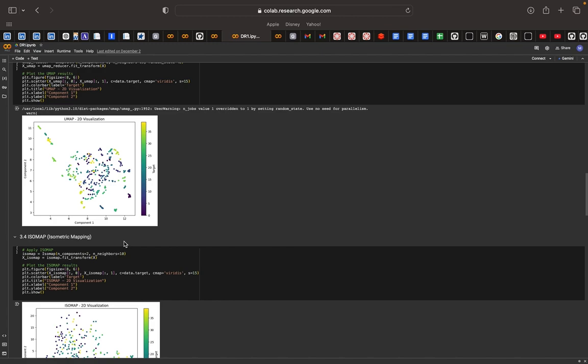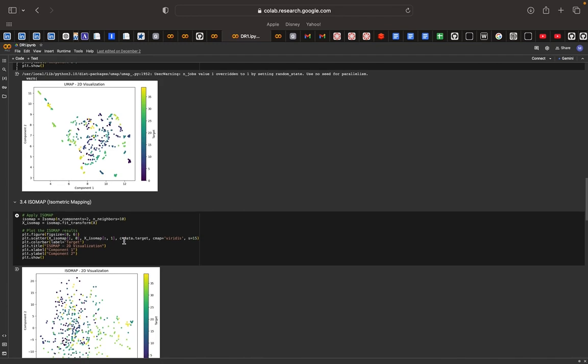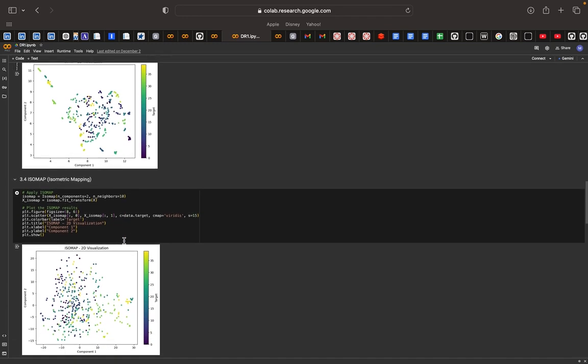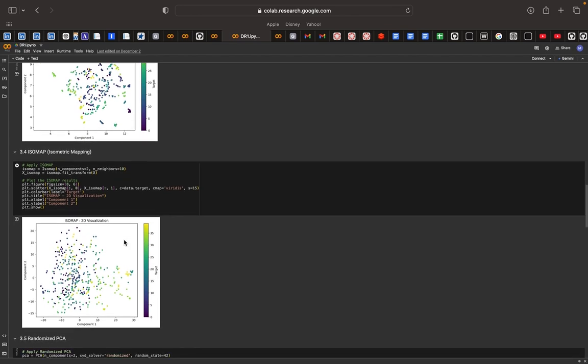Then we have Isomap, for isometric mapping. It focuses mostly on preserving the global structure of the data by using geodesic distances. As you can see, it helps us see how the data points are related globally in a lower dimensional space. This plot shows the ability to separate clusters.